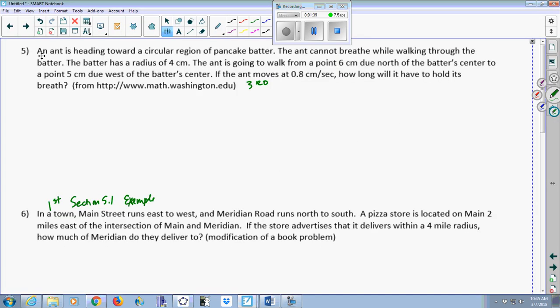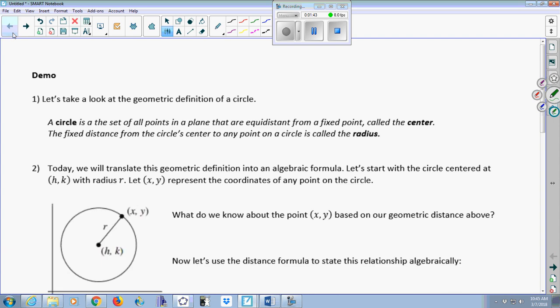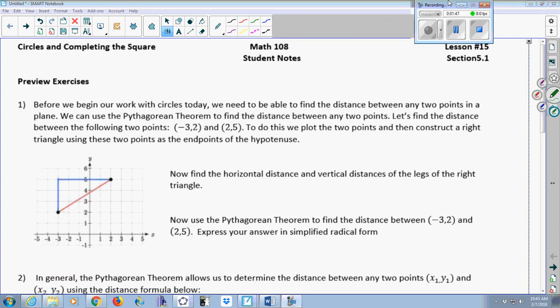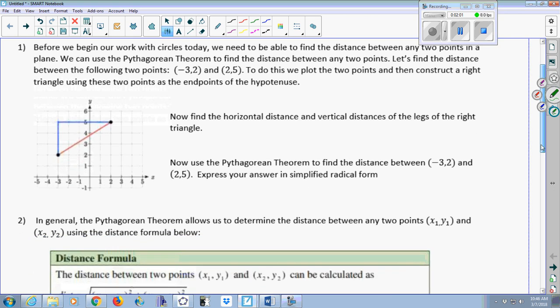So, okay, let's take a look at today's material. And we'll just quickly go through the preview exercises. I'm just going to go right around the room and ask you what you got. And if you want to say pass, you can say pass. So the first one, we're just looking at some horizontal distances between two points. And we're using the Pythagorean theorem to come up with that distance.